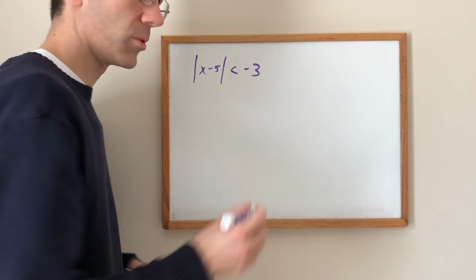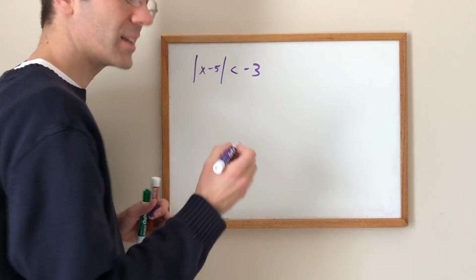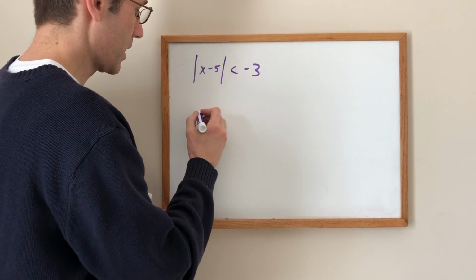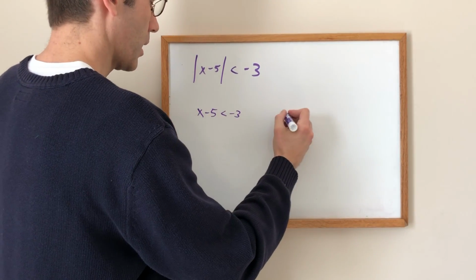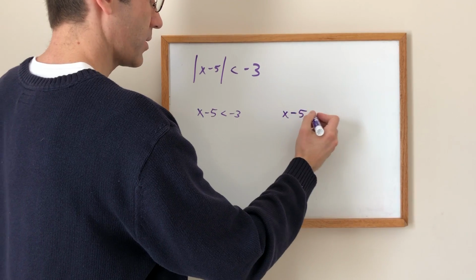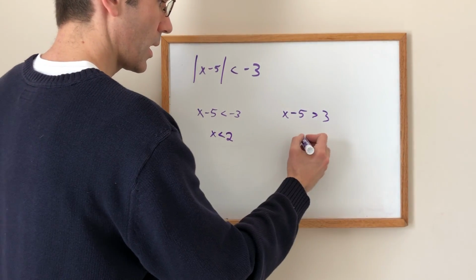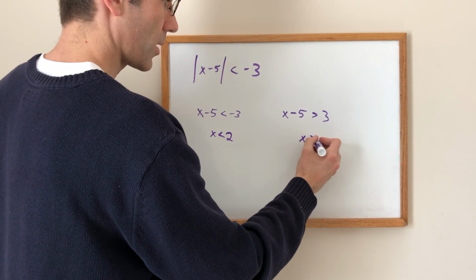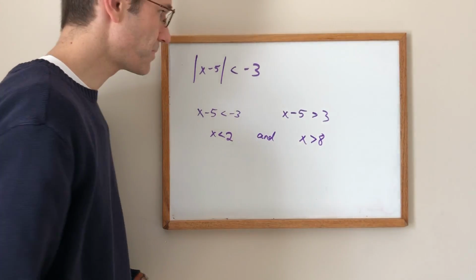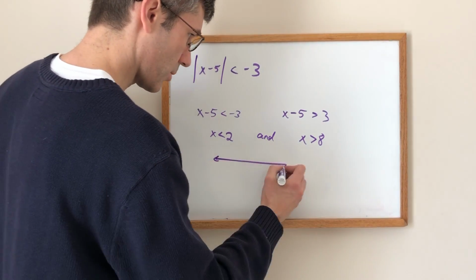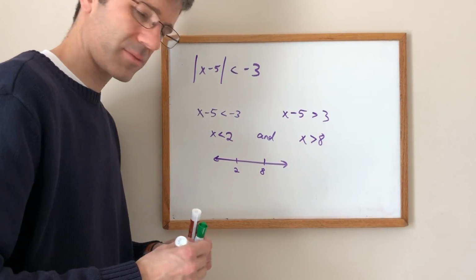So we'll start it the same normal way, just in case you didn't notice that this problem is a little different because of the negative over here. That is the difference. It's the negative on this side. So x minus 5 is less than negative 3, and x minus 5 is greater than positive 3. So x is less than 2, and x is greater than 8. And let's put the word and in there, just because we should. So 2, 8, and then we're going to kind of draw some graphs here.